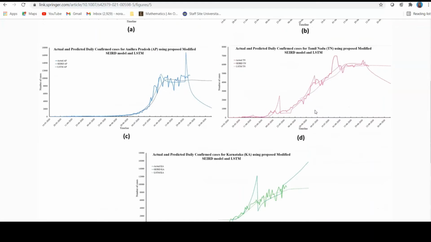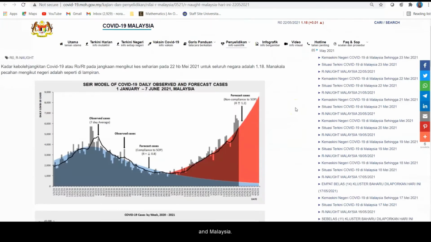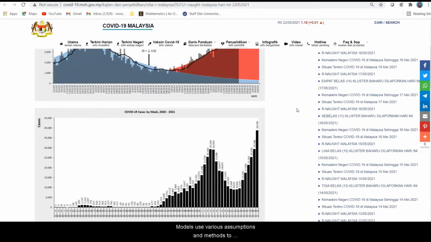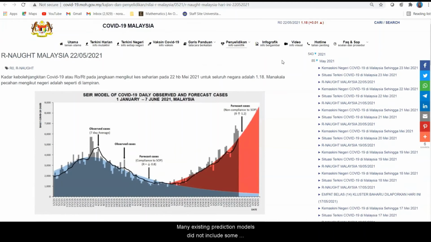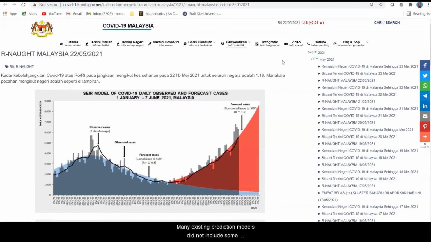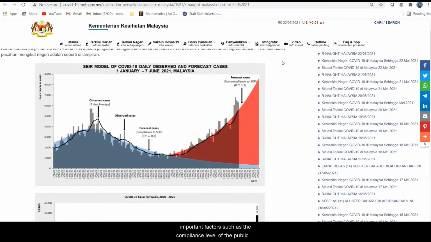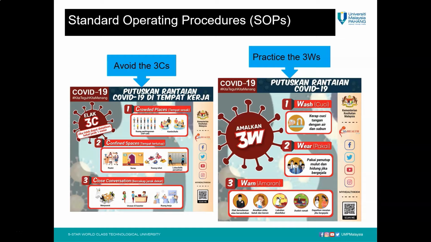India, and Malaysia. Models use various assumptions and methods to produce the forecast. Many existing prediction models did not include some important factors such as the compliance level of the public to the rules and other interventions. In Malaysia, the Ministry of Health introduced the Standard Operating Procedures (SOPs) based on the avoidance of crowded places, confined spaces, and close conversation.